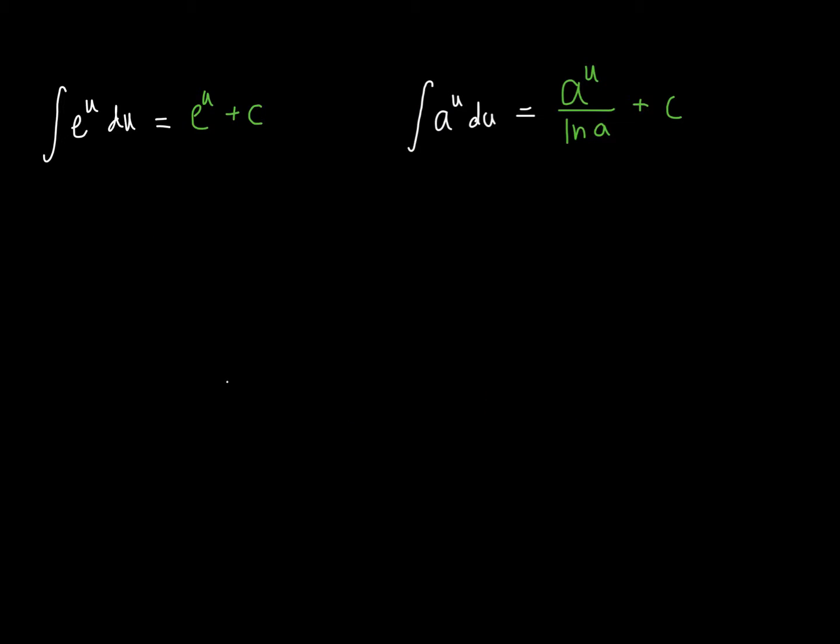A couple more here. These are pretty self-explanatory since e to the u, the derivative of that is just e to the u. And also when you have a different base, a to the u, all we end up with when we take the derivative is a to the u times the natural log of a, and so we have to have a natural log of a in the denominator, so that when we take the derivative of this, we're just left with a to the u.